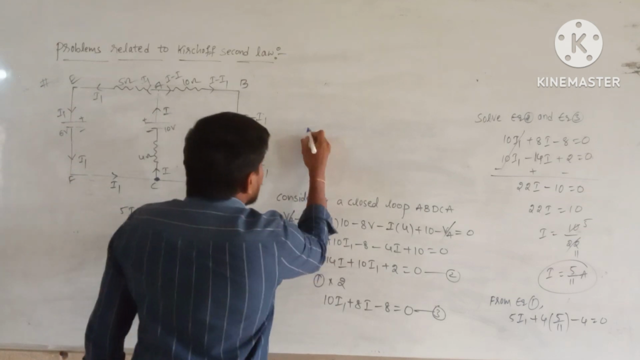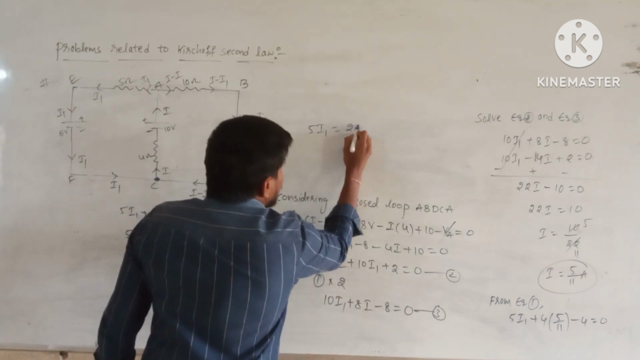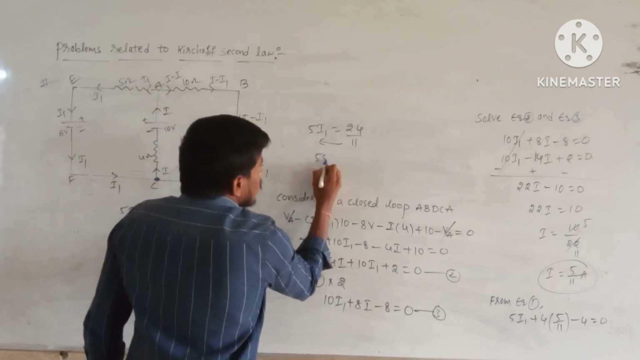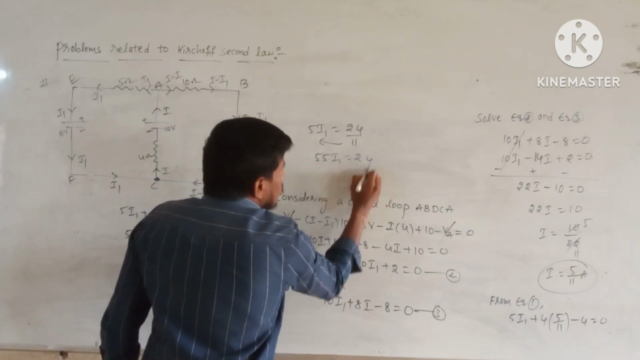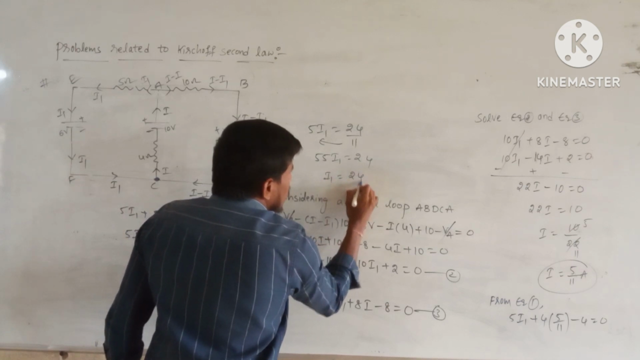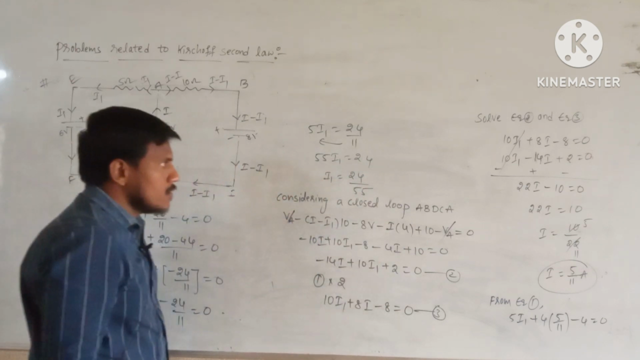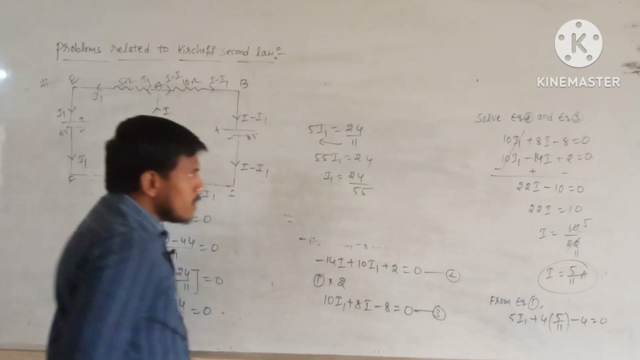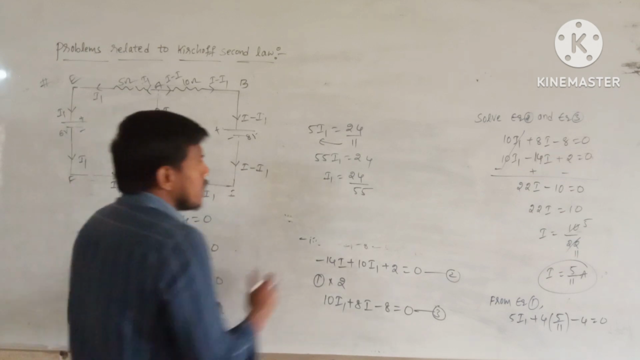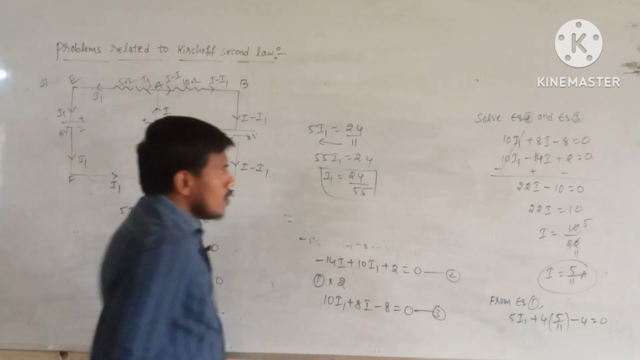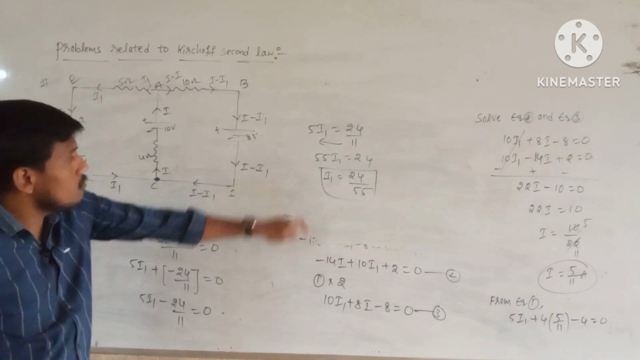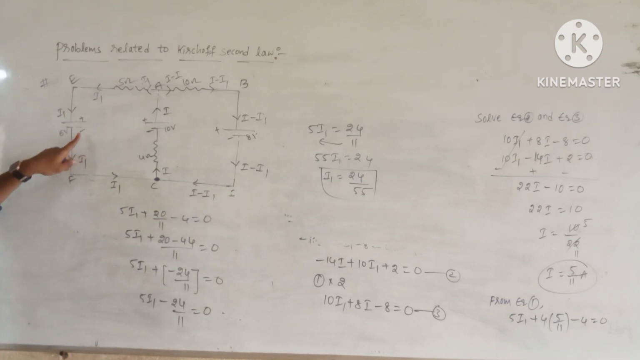5I1 is equal to 24 by 11. So 11 5s are 55. I1 is equal to 24 by 55. So this much current should be flowing through the 6 volt cell.